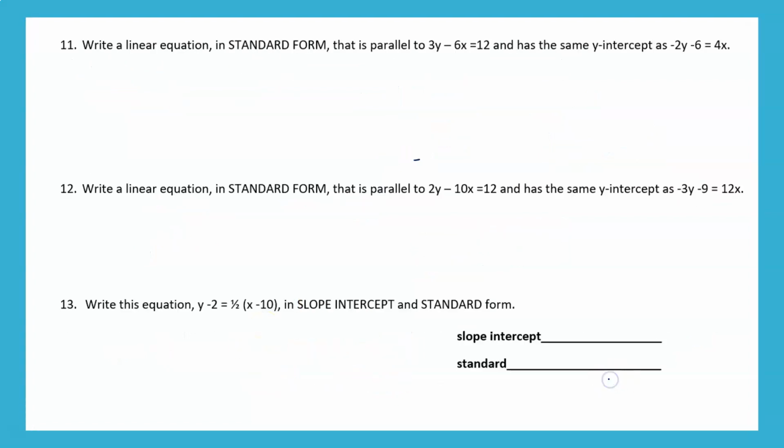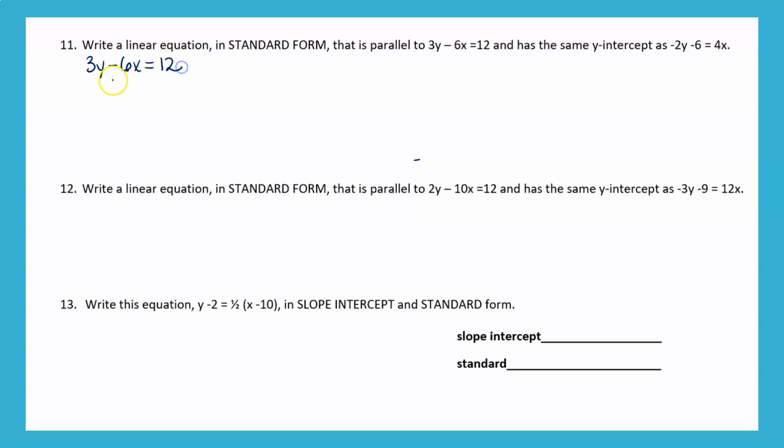Okay, number 11. Write a linear equation in standard form that is parallel to 3y minus 6x equals 12 and has the same y-intercept as negative 2y minus 6 equals 4x. All right, we got some work to do here. First, let's find the slope of the first one. This is where we start.